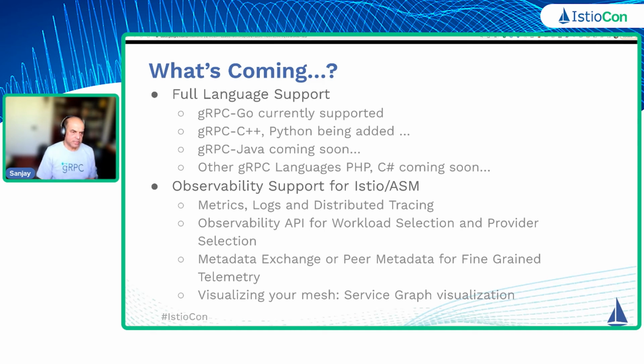We'll also be extending the various Istio observability features to make Proxyless gRPC observability on par with proxy-based Istio. This would entail adding support for metadata exchange or peer metadata for fine-grained telemetry and allowing the user to visualize their service mesh. The user would also be able to see gRPC specific metrics and other observability data such as latencies, volume, debug logs, and call tracing information.